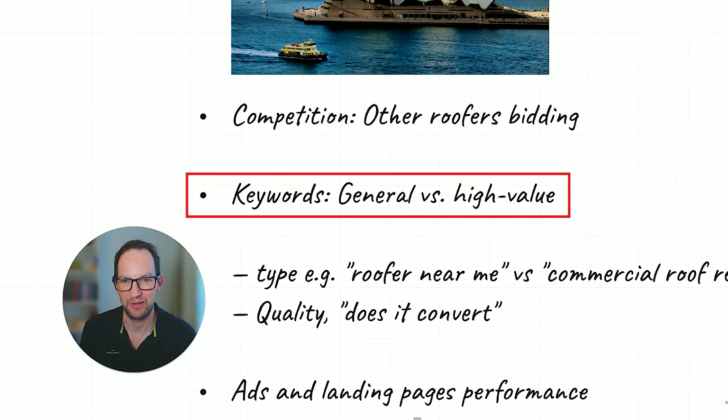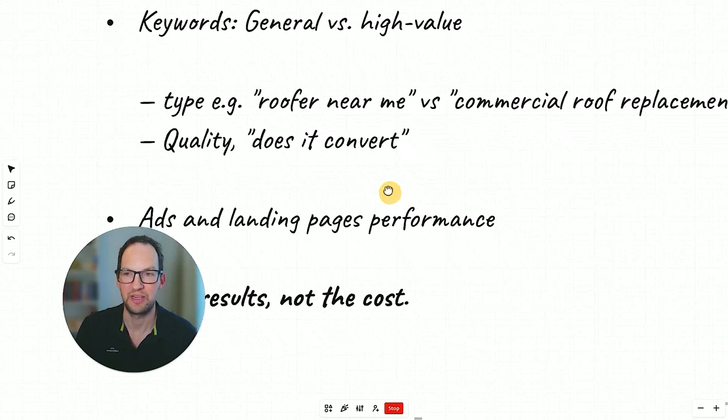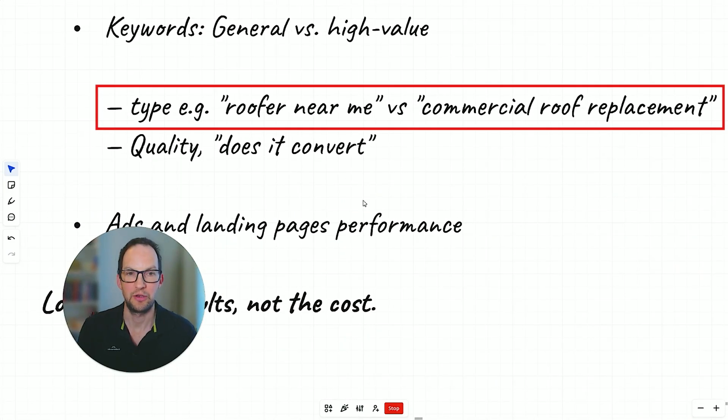Next factor is keywords, general keywords versus high value. For example, something like roofer near me is going to cost less than commercial roof replacement. Commercial roof replacement, the job value is going to be much higher than roofer near me. Roofer near me could be residential jobs, it could be commercial jobs, it could be for a leaking roof, so it could be anything. Whereas commercial roof replacement is going to be a more lucrative job, so people are often going to pay more for those sort of clicks.